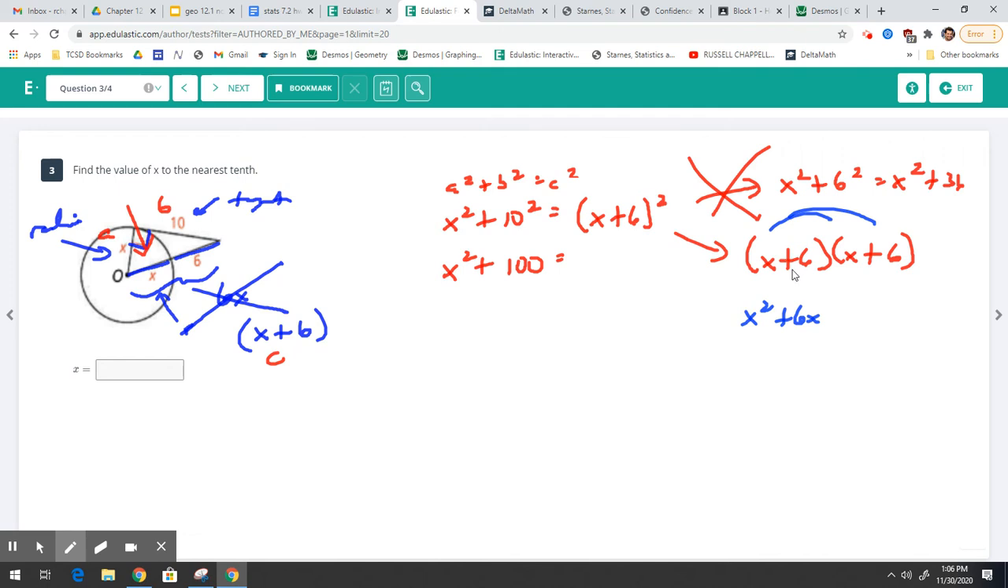And then this first 6 in the first parenthesis goes to the x and the 6 in the second parenthesis. 6 times x is 6x. And 6 times 6 is not 12, which a lot of people want to do. 6 times 6 is 36. And then you do combine the middle term to get 12x, and that is what goes underneath the x plus 6 squared. X squared plus 12x plus 36.